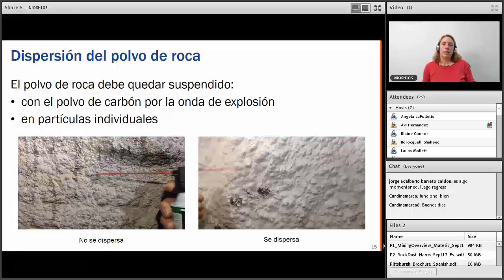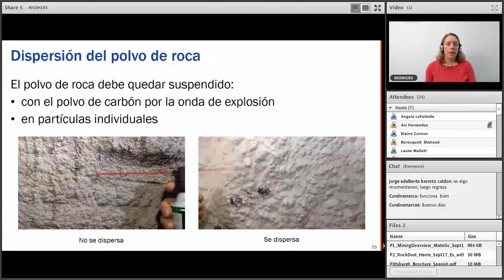Also, as we had discussed earlier in examining what propagates an explosion, we look at the rock dust dispersion. So the rock dust must be able to be suspended with the coal dust by the shock wave, and in separate particles.